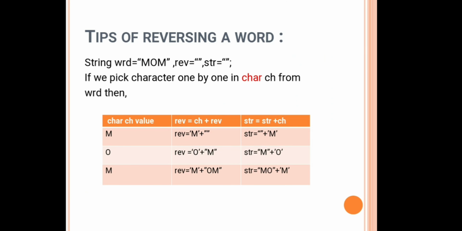In the same way, if we want to apply this in a program, then what do we have to do? We have to follow a few tips. And what are these tips? If we write string word equals mom, we have to reverse that mom and check whether the original one and the reversed one are the same or not. If both are the same, then that word is a palindrome word. If both are not the same, then it is not a palindrome word.